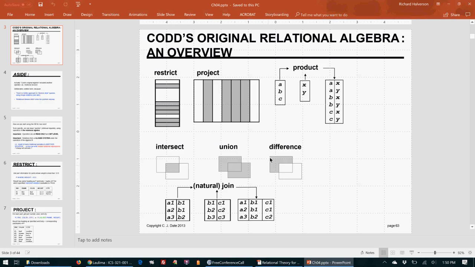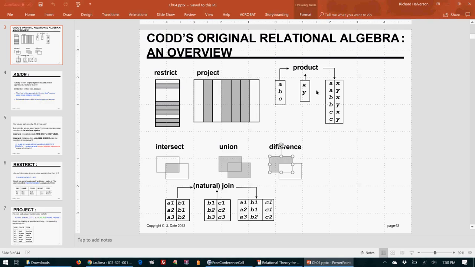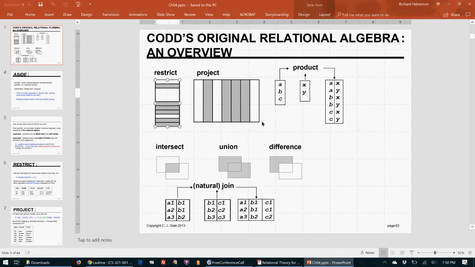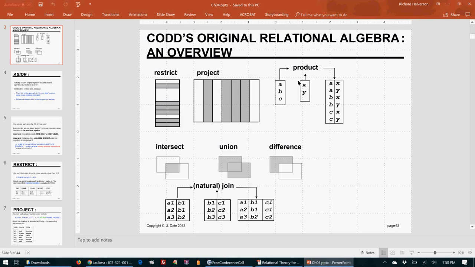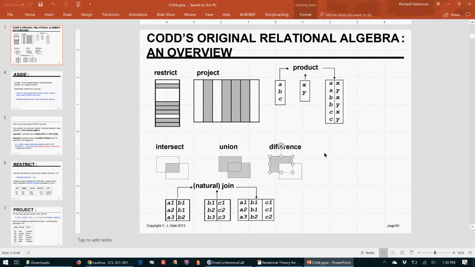One requirement is that these are operations on two relations. Okay, this is just an operation on one relation. This is just an operation on one relation. This is an operation on two relations, but there's no requirement for if the types are the same or if the headers are the same. These are operations on two relations, but their headers have to be exactly the same. So they have to be of the same type.